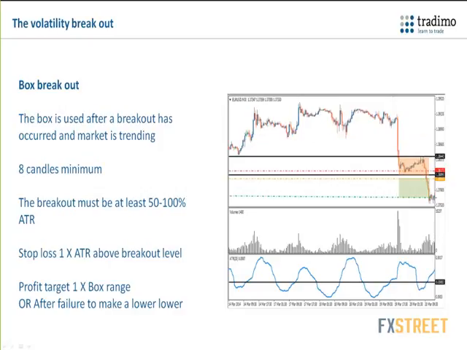Okay, guys, very, very important, the box breakout. In terms of other methods, we were asked about fake outs. How many of you guys actually trade fake out levels?